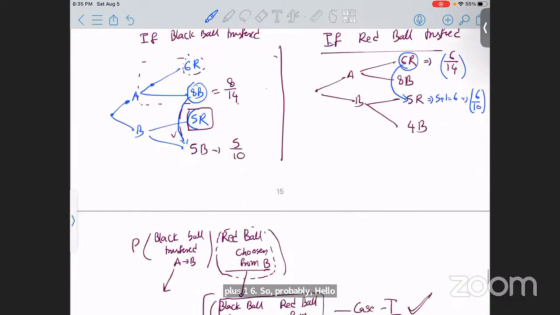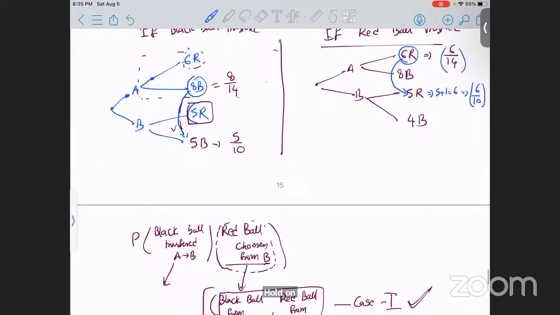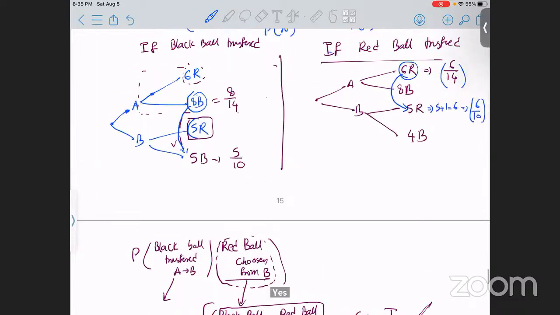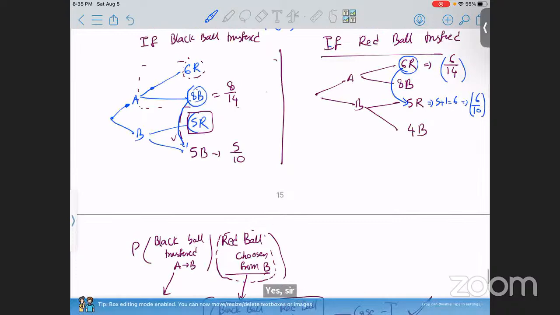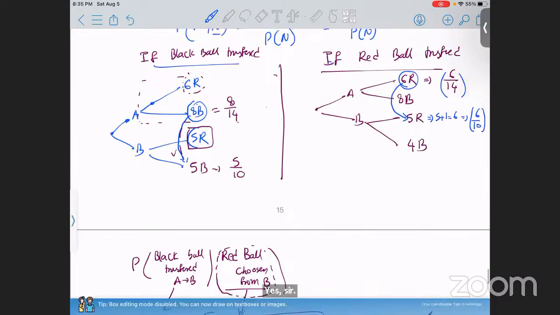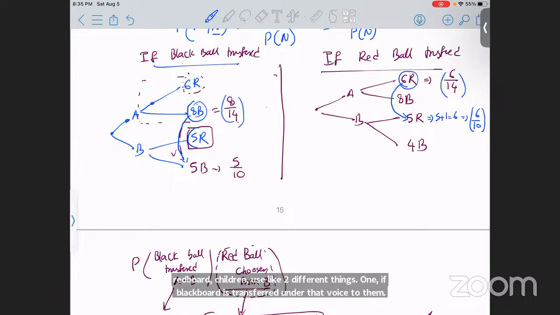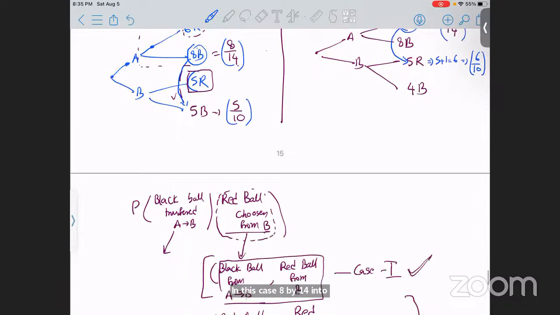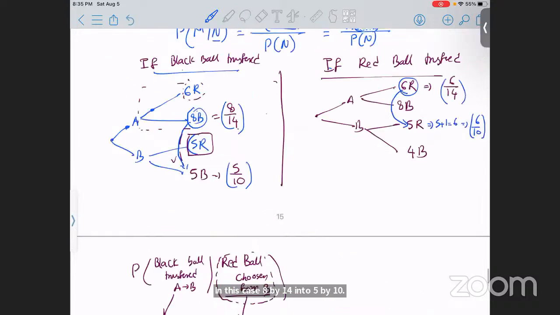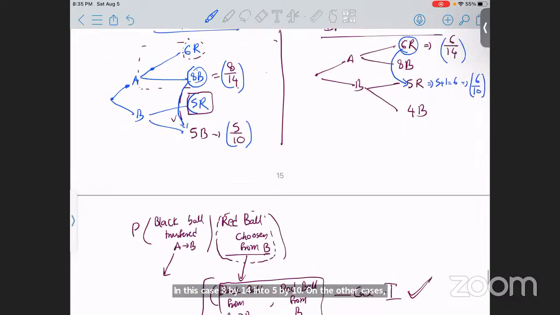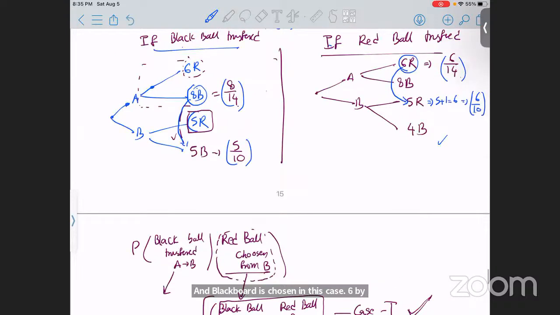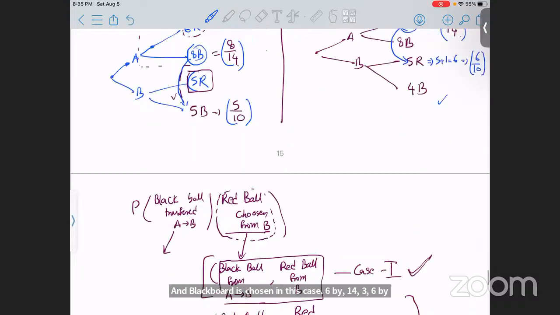Yes, sir. Now listen to this carefully. They said a red ball is chosen from B. Red ball choosing is like two different things. One, if a black ball is transferred and a red ball is chosen: in this case, 8 by 14 into 5 by 10. The other case is if a red ball is transferred and a black ball is chosen: in this case, 6 by 14 into 6 by 10. Okay, clear? Are these two cases clear?